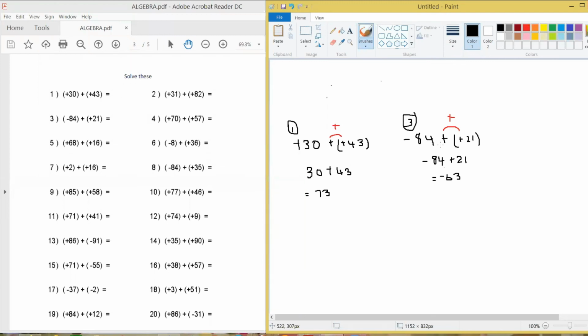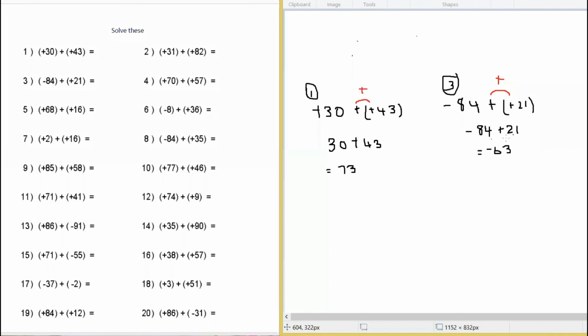So this is the problem where you have negative 84 plus open bracket plus 21 close bracket. We want one sign only. So I'm going to have positive by positive gives us a positive answer. So it's now going to read as negative 84 plus 21. You have unlike signs. So the mere fact you have unlike signs, you subtract. When you subtract here, you are going to get 63.